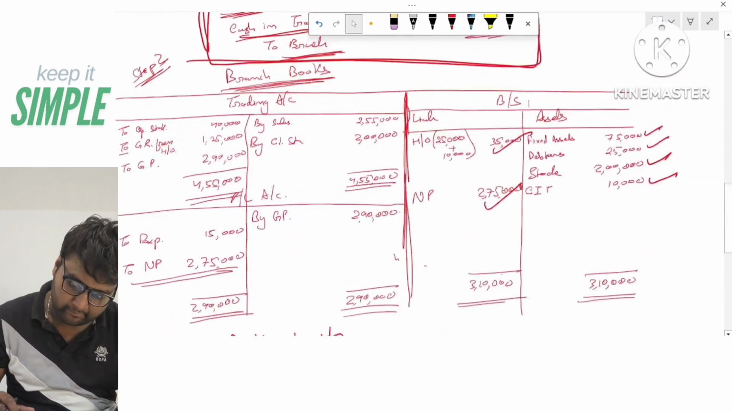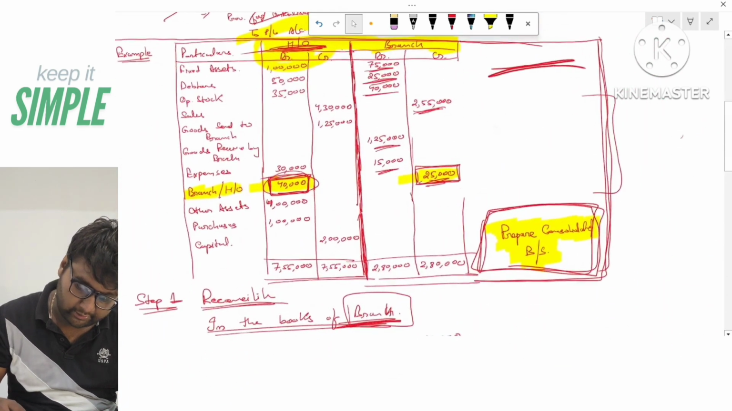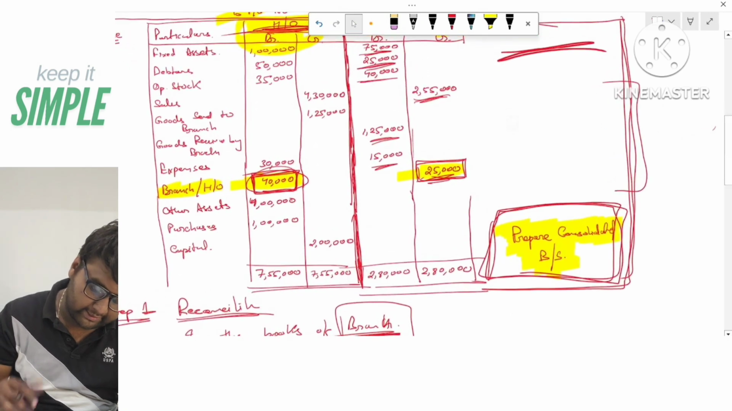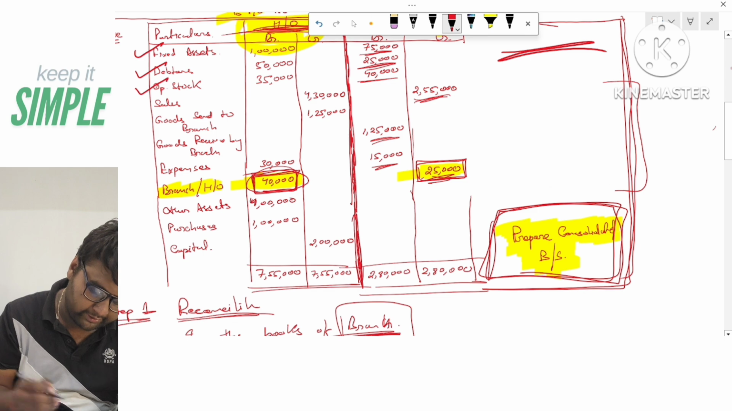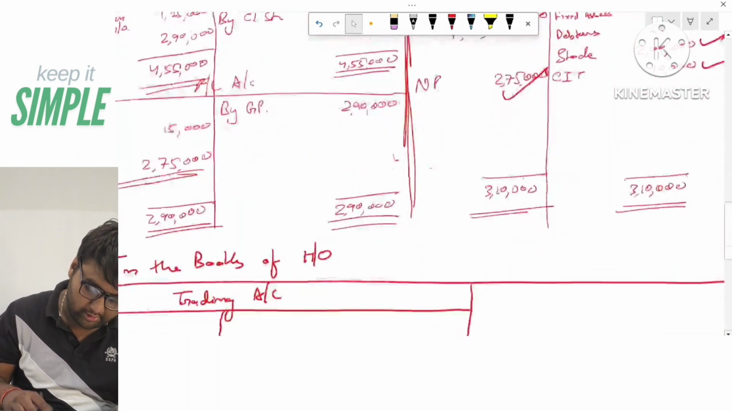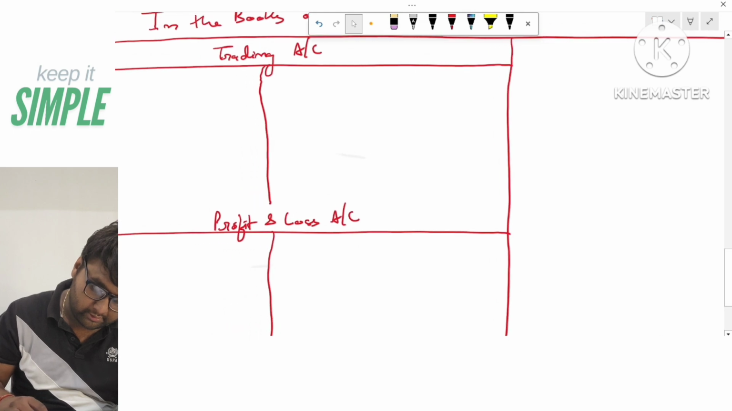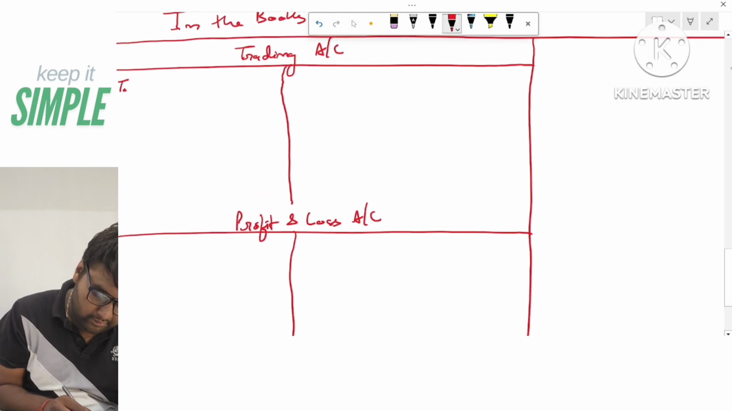So we'll see the trial balance. Okay. So first item is fixed assets. This is a balance sheet item. We'll ignore it. Opening stock. So opening stock is 35,000. So we'll write here: to opening stock 35,000.